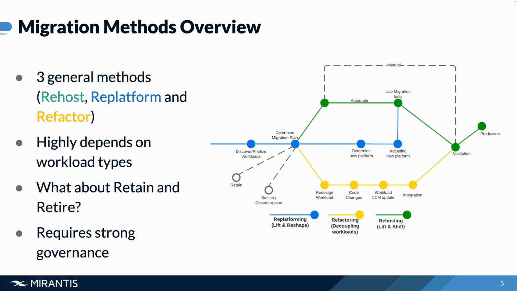It highly depends on the type of workloads. If you have access to the full source code and the investment is worth it, you would go on the yellow path. But for many of the other applications, legacy applications, you don't have the source code and you don't want to invest into that, so most probably rehosting or replatform would be the better option. But we also must not forget about retaining and retiring.